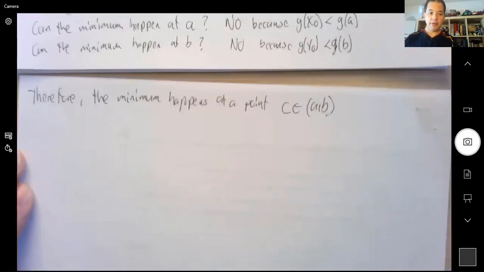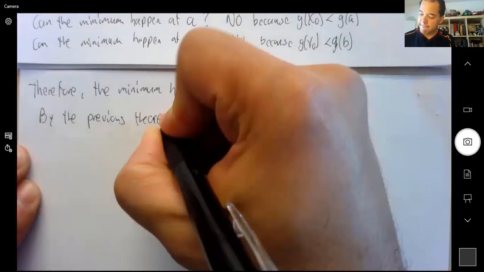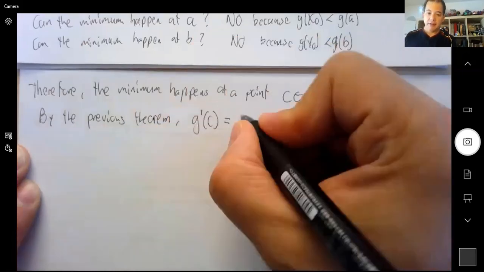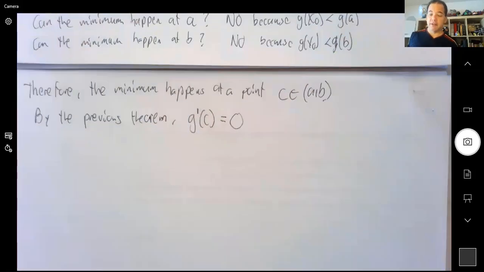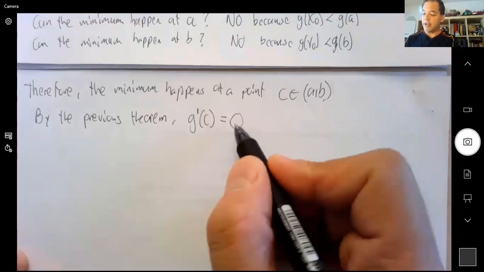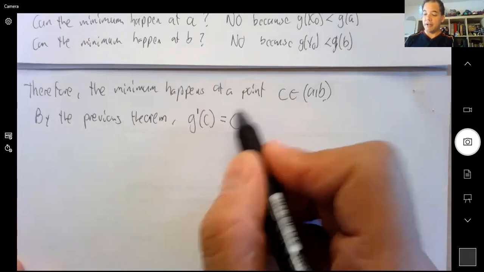Therefore, by the previous theorem, what is the derivative at C? It is 0, right? The previous theorem says that if you have a maximum or a minimum of a differentiable function, the derivative right there is 0. So that's it. We succeeded, right? We found a point in between that has 0 derivative for g.